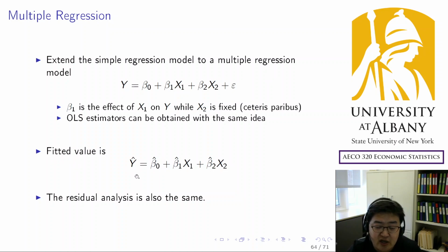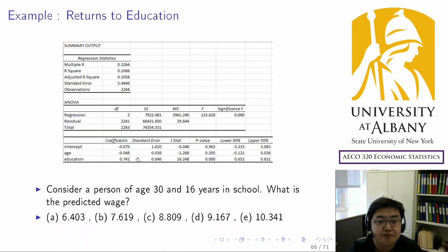The fitted value is calculated this way. You estimate beta 0, beta 1, beta 2; Excel will do that for you. Then you can predict the fitted value of y using those estimates, and plug in the point where you would like to predict. The residual can be calculated as the difference between y and y hat. So it must be simple.